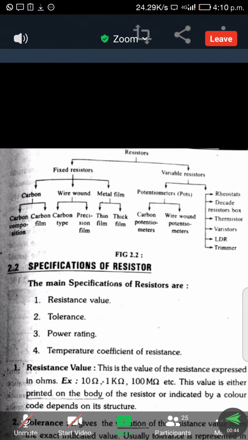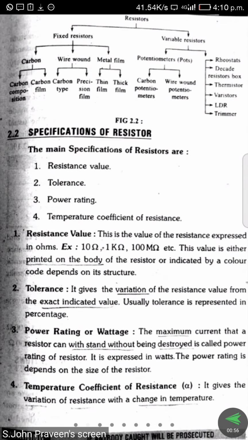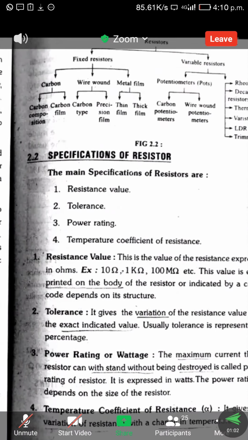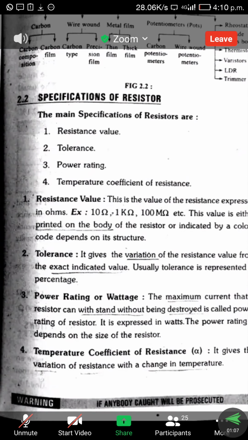One is a potentiometer, which is subdivided into two categories, carbon and wire wound potentiometer. And finally, another variable resistor, rheostat, decade resistance, thermistor, varistor, light dependent resistor, trimmer. So these are the best examples for the variable resistor.